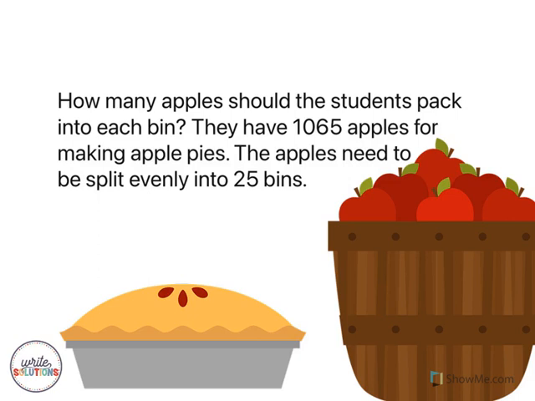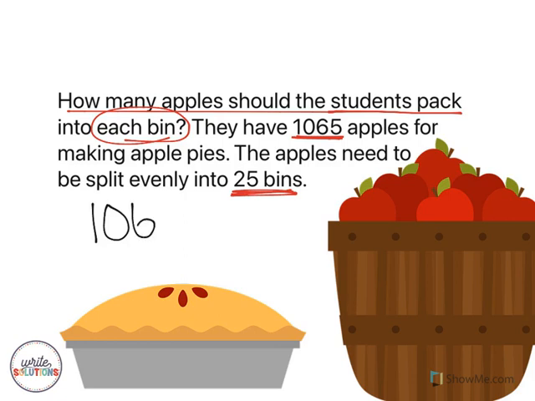So we have some things here. We have some givens. They are telling us how many apples we have in total. They're telling us how many bins we have to split it into. What we're trying to figure out, though, our goal, is how many apples the students should pack into each bin. So we'll be solving for the number of apples in each bin. We're starting with 1,065 apples, and we are dividing them evenly into 25 bins to find the number of apples, A, in each bin.